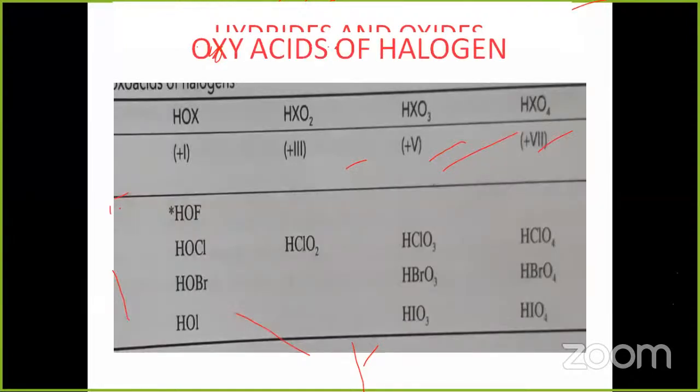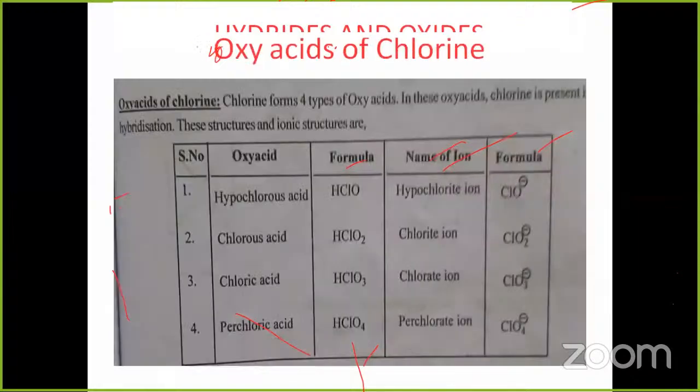Now I come to oxyacids. There are 4 oxyacids with the formulas HOX, HXO2, HXO3 and HXO4. Among them chlorine is the most important. The chlorine oxyacids are hypochlorous acid, chlorous acid, chloric acid and perchloric acid.